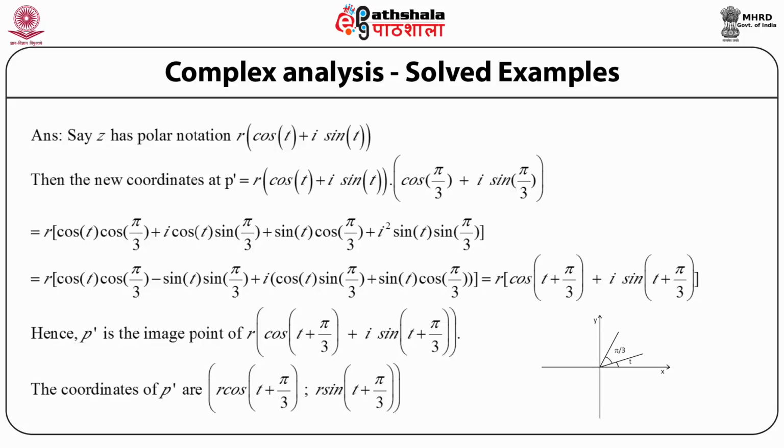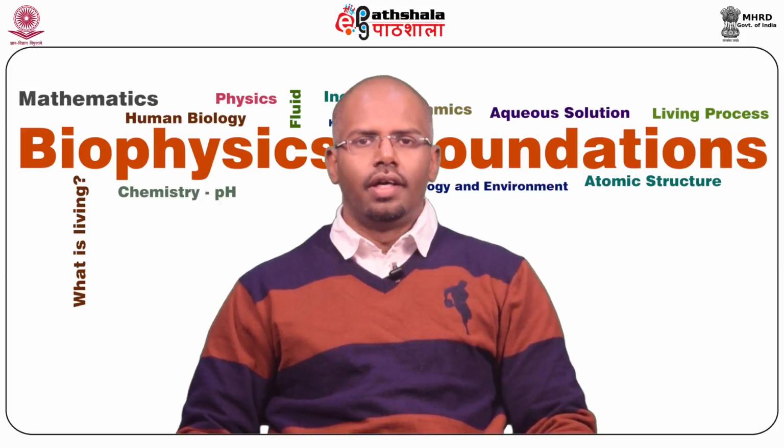So now you know how to do a complex number multiplication. If you perform the multiplication, at the end of the day you will see that P dash will just be r times cos of theta plus pi by 3, plus i times sin of theta plus pi by 3. In other words, what we are trying to say is, if you are going to rotate a complex number, you just have to add the argument to the existing angle, and so it's very simple and straightforward.